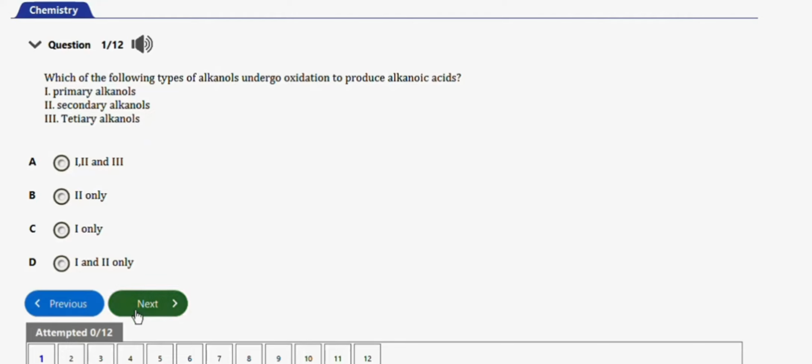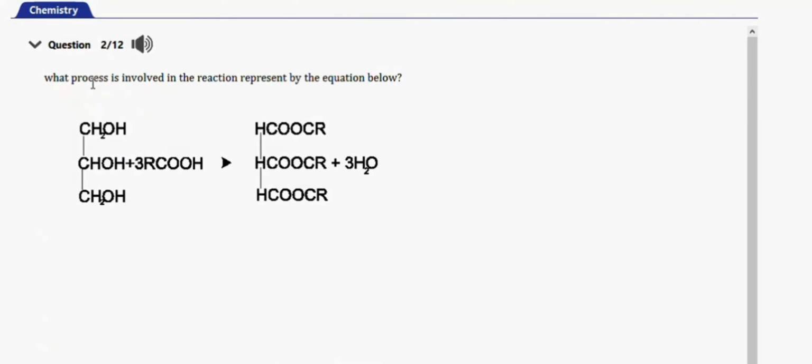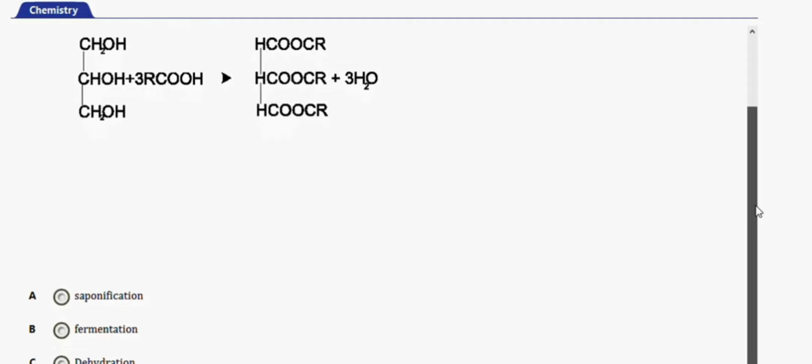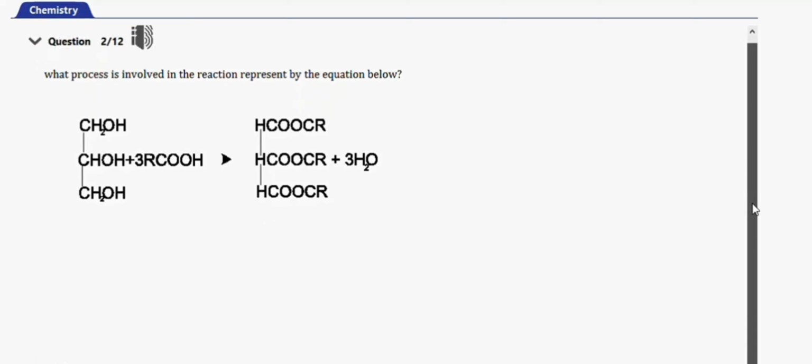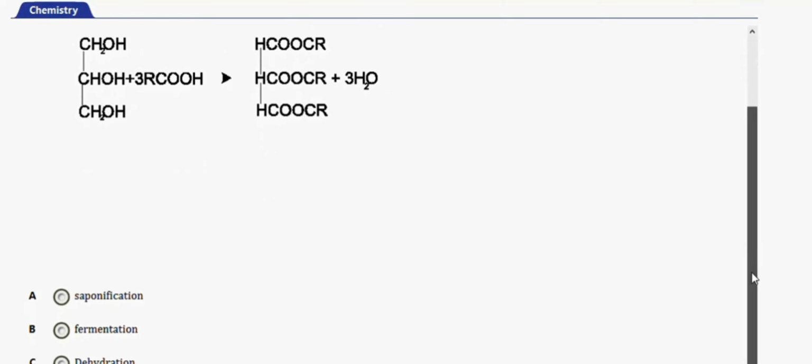The next question will be this one. It says, what process is involved in the reaction represented by the equation below? So this will give us esterification, because when you check here, we are having an alkanol reacting with an alkanoic acid, so give you an ester. So the right answer would be, this is esterification reaction. So when the alkanols react with alkanoic acid, they're going to have esterification reaction. So that's for this question.